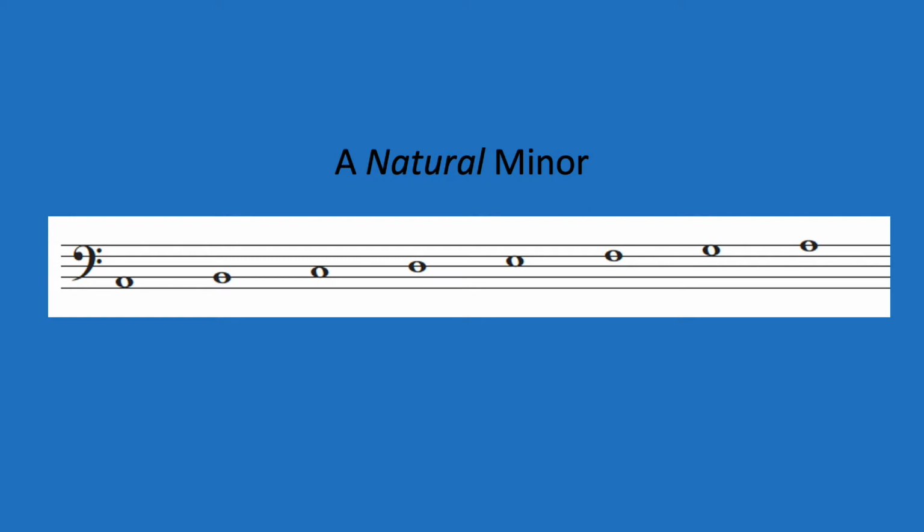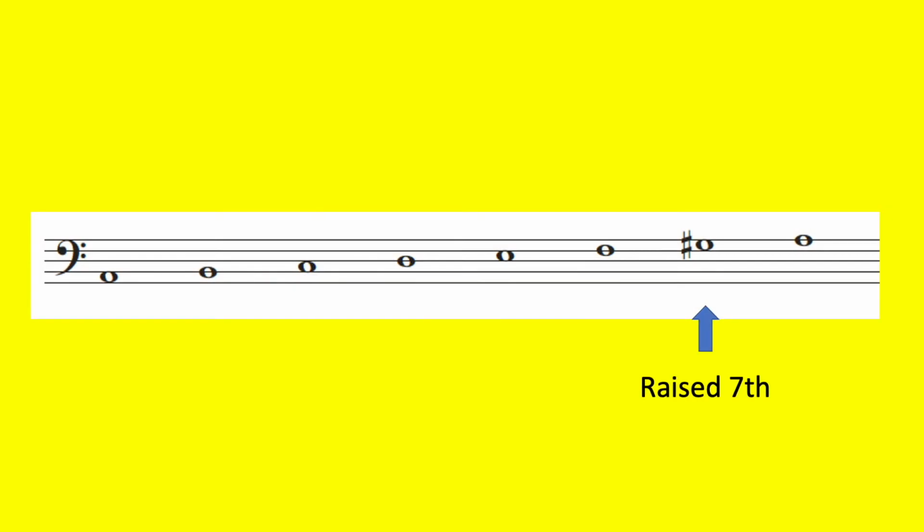Okay, so no alterations whatsoever, but this leads us to the second type of minor scale, which is known as a harmonic minor. Now, in the harmonic minor, we do have some alterations. It mainly comes in the form of a raised seventh. So let's listen to this.